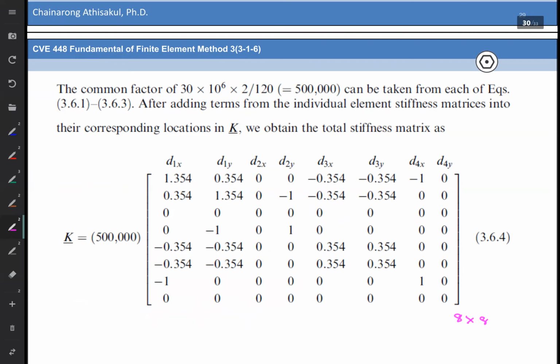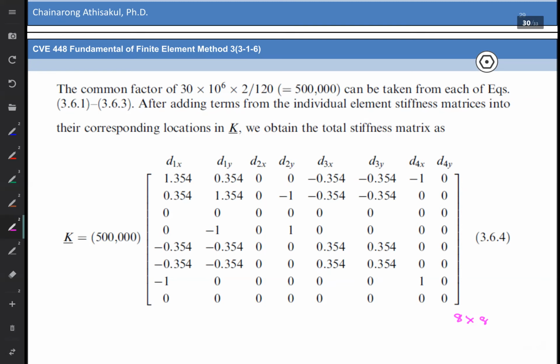So according to this, we use the direct stiffness method by adding terms from the individual element stiffness matrix into their corresponding locations in the total stiffness matrix, like this. And after that, we simplify the value by factoring out some value and determine it. Okay, we obtain the total stiffness matrix in global coordinates as shown in this slide.